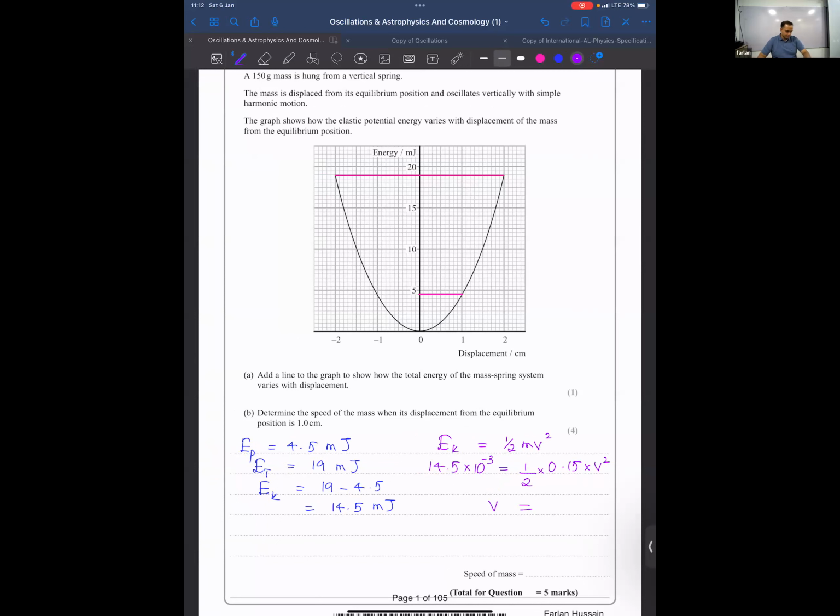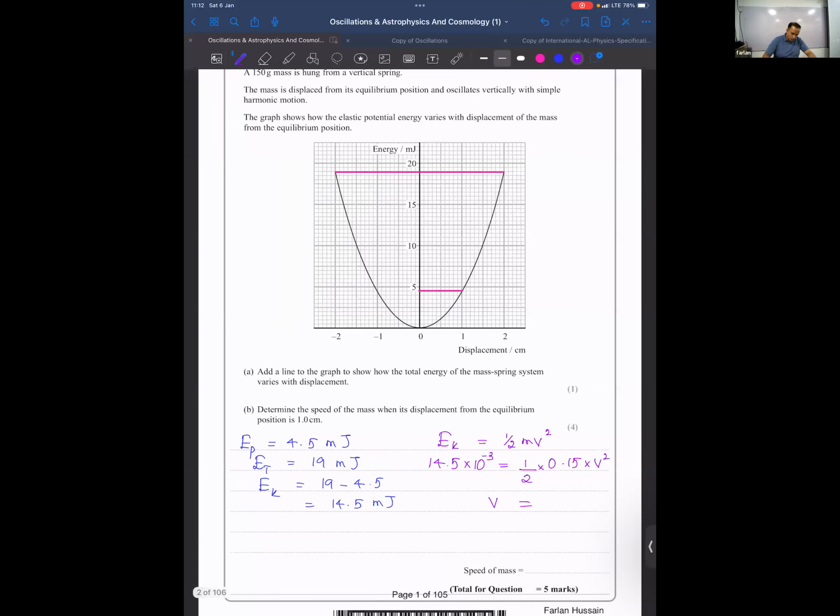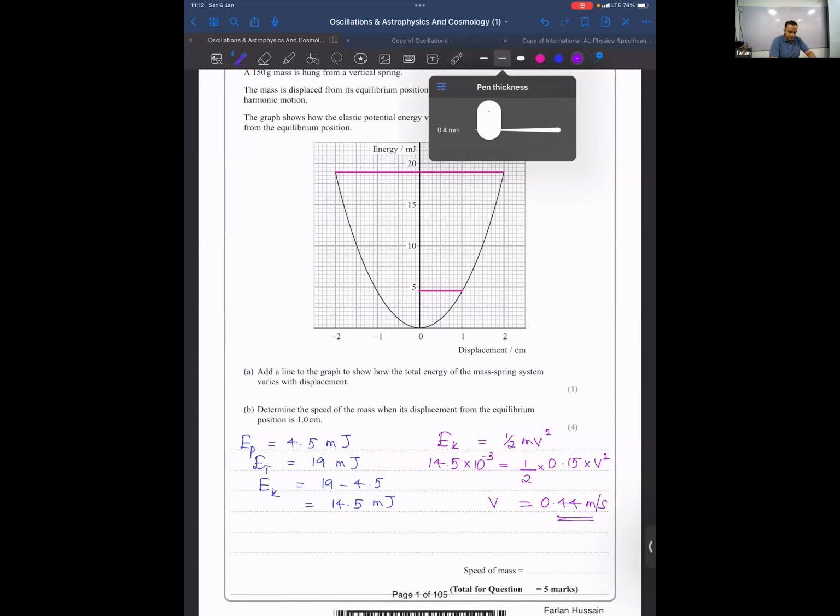What are you getting? 0.44 meters per second. Okay. Any questions, anyone?